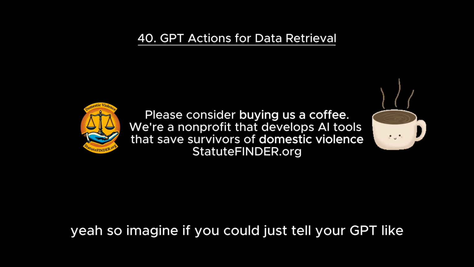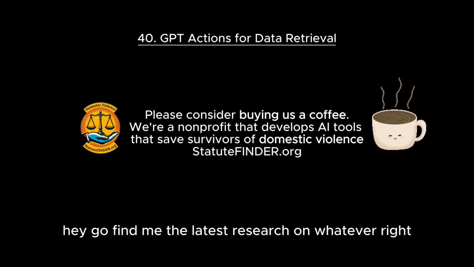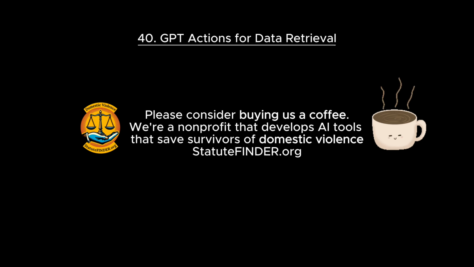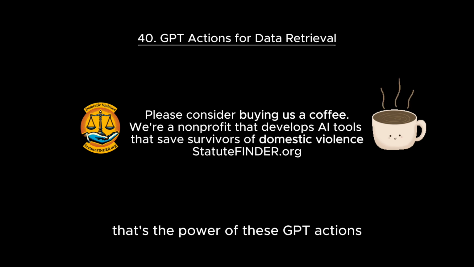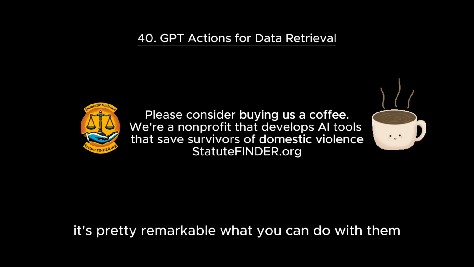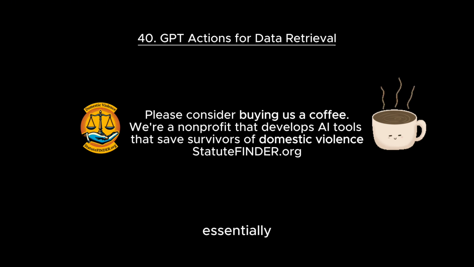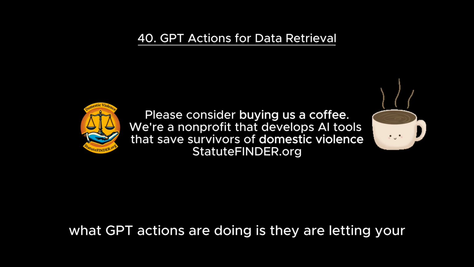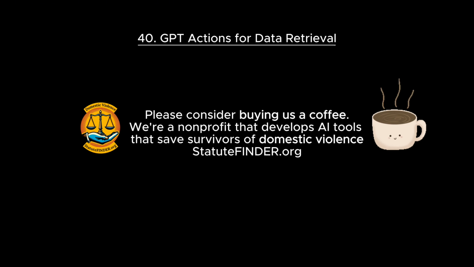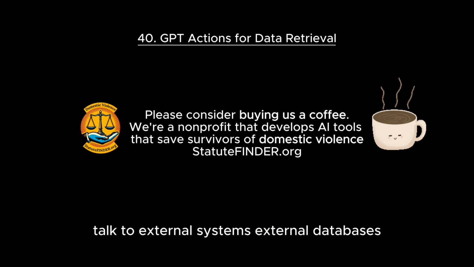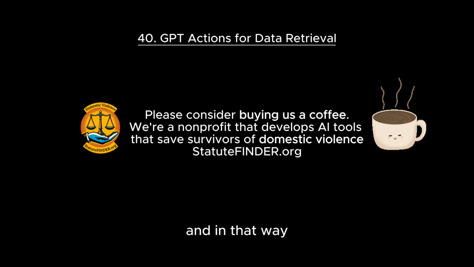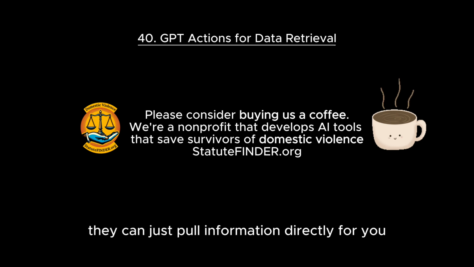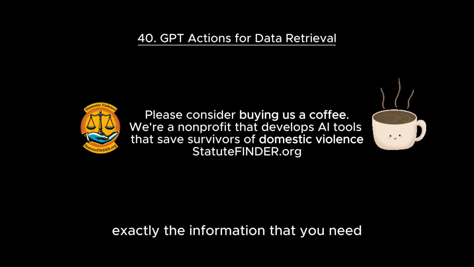So imagine if you could just tell your GPT, hey, go find me the latest research on whatever, right? And it just does it. That's the power of these GPT actions. It's pretty remarkable what you can do with them. Essentially, what GPT actions are doing is letting your GPTs talk to external systems, external databases. And in that way, they can just pull information directly for you, exactly the information that you need.